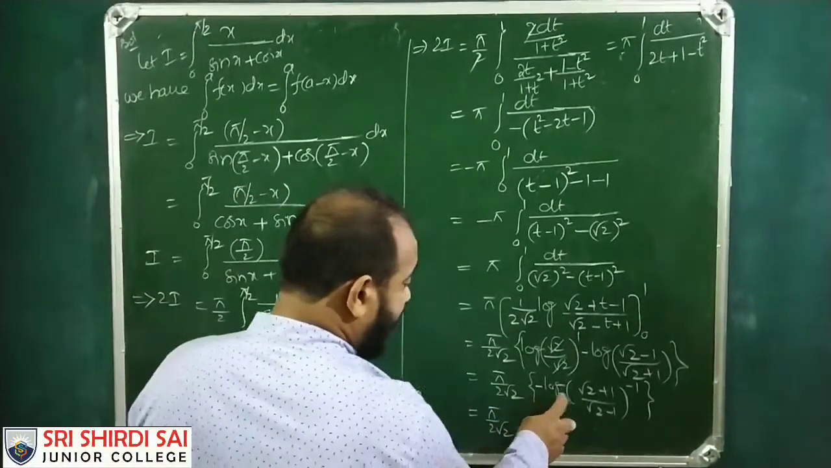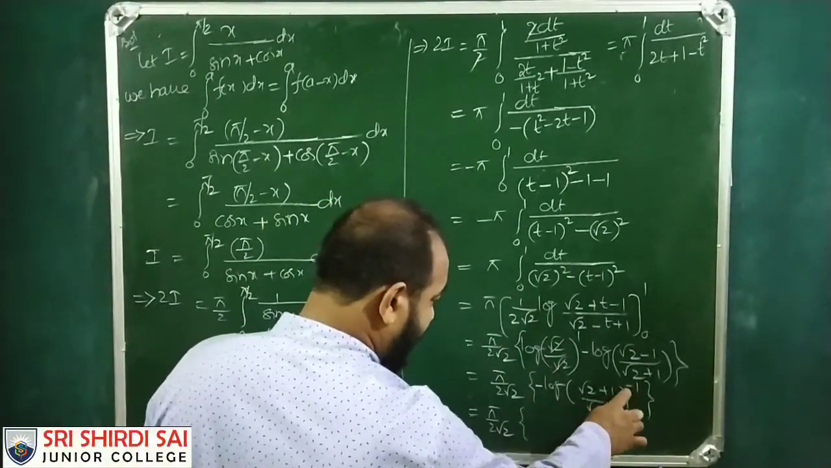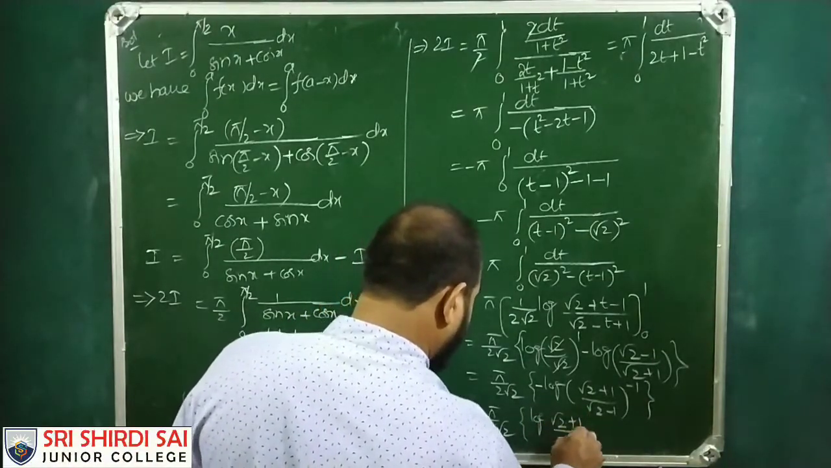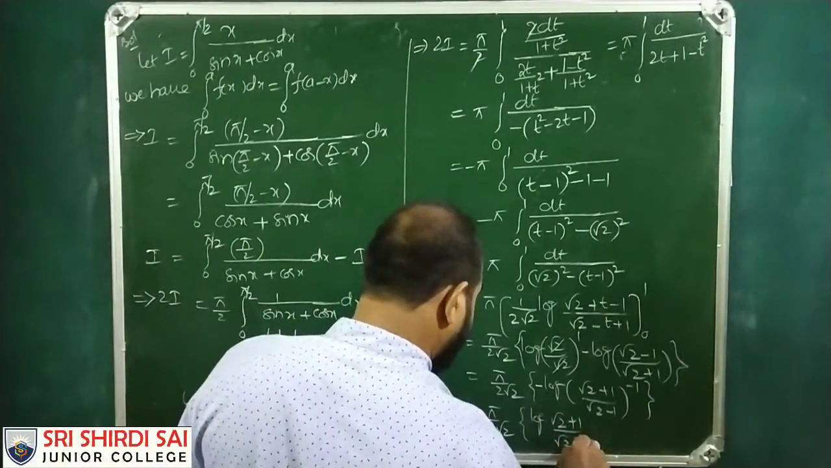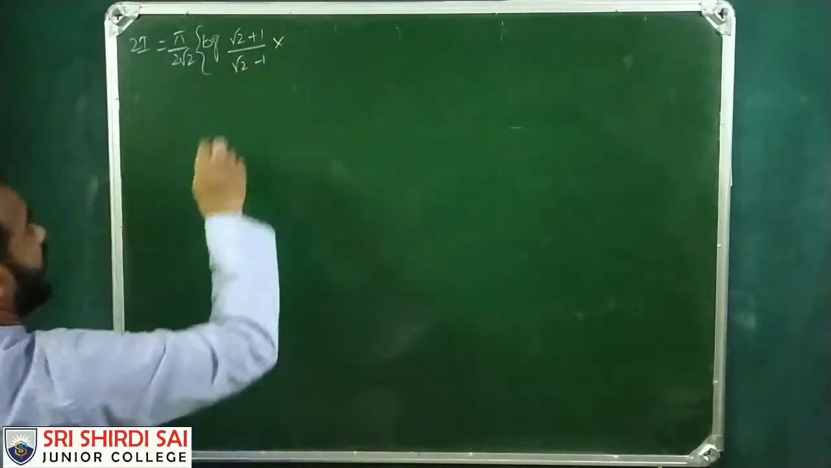a to the power of m is m log a. So this minus and this minus will be cancelled. So log, we get root 2 plus 1 by root 2 minus 1. So let us continue this. This is what I got.